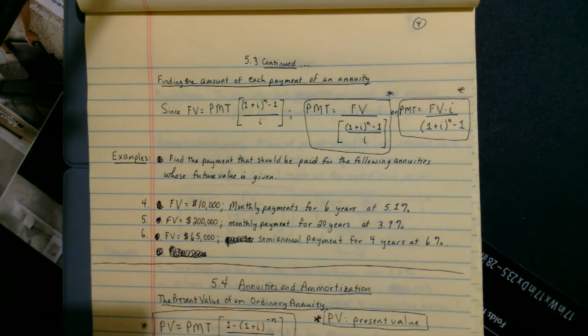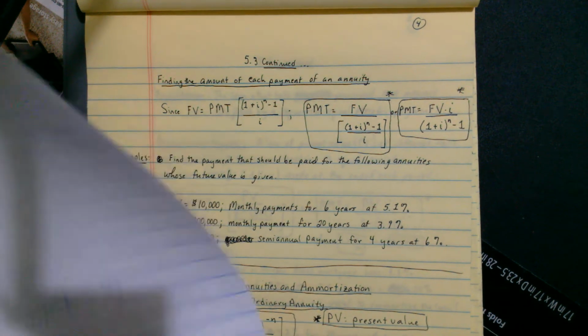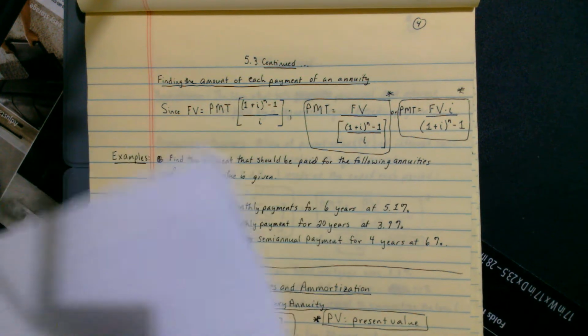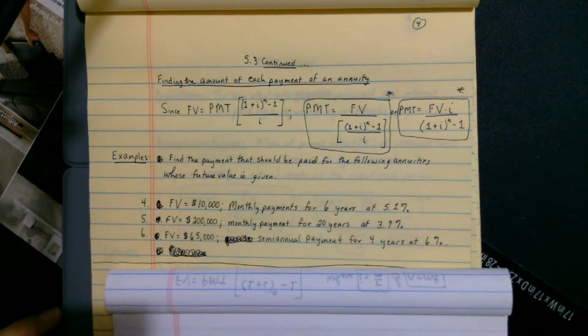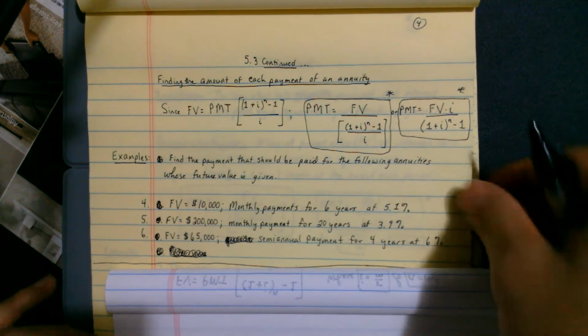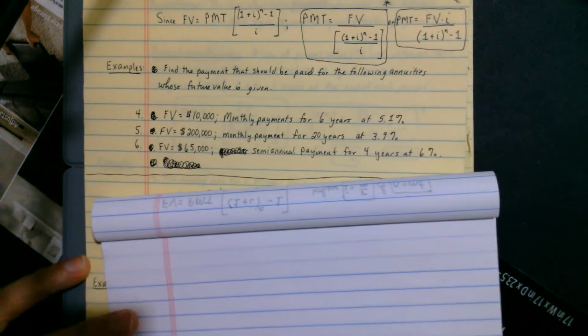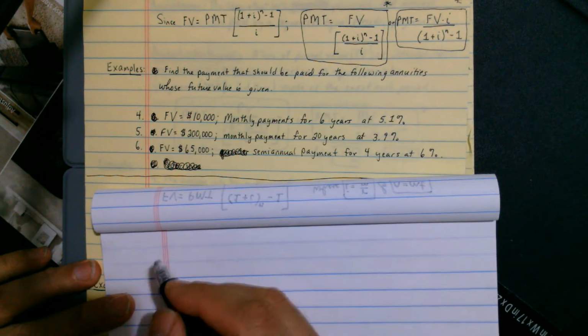So this one says, if you know how much money is in the future, how much money are you paying per month or per year? How much is your single payment? So that being said, let's see if we can attack this, using the formula that you see there at the top.